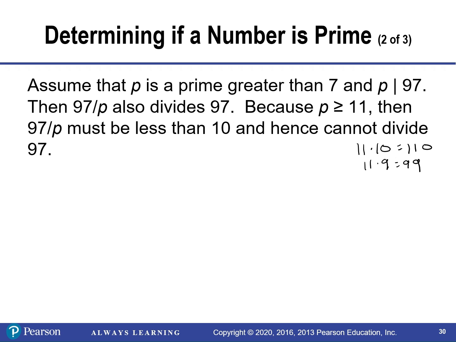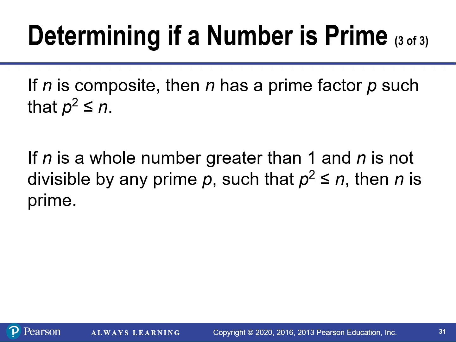So no prime number 11 or greater can divide 97, because that would mean it had a factor that's less than 10, and 97 does not. So what this concludes is, if n is composite, then n has a prime factor p such that p squared is less than n. So if n is a whole number greater than 1, and n is not divisible by any prime p such that p squared is less than n, then n is prime.